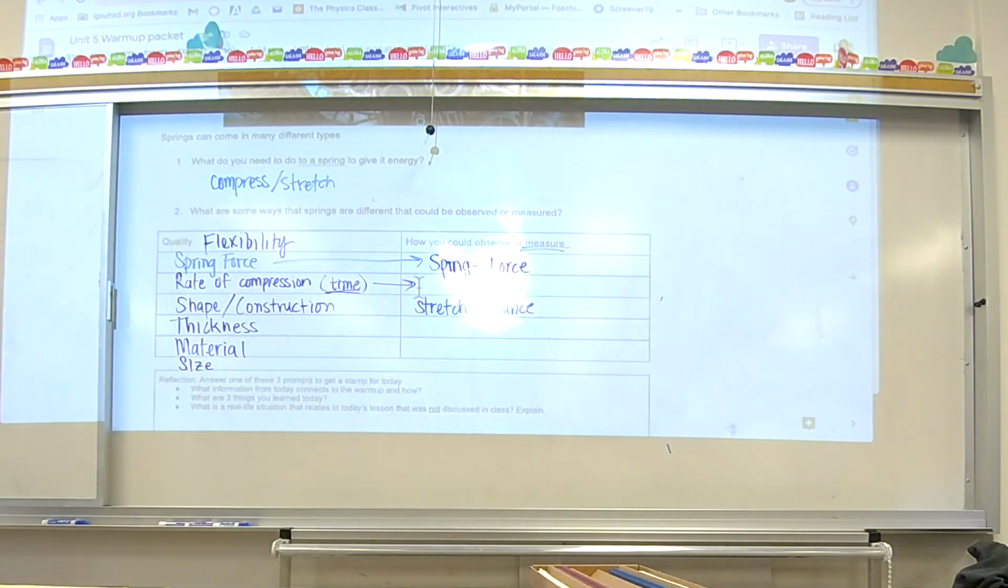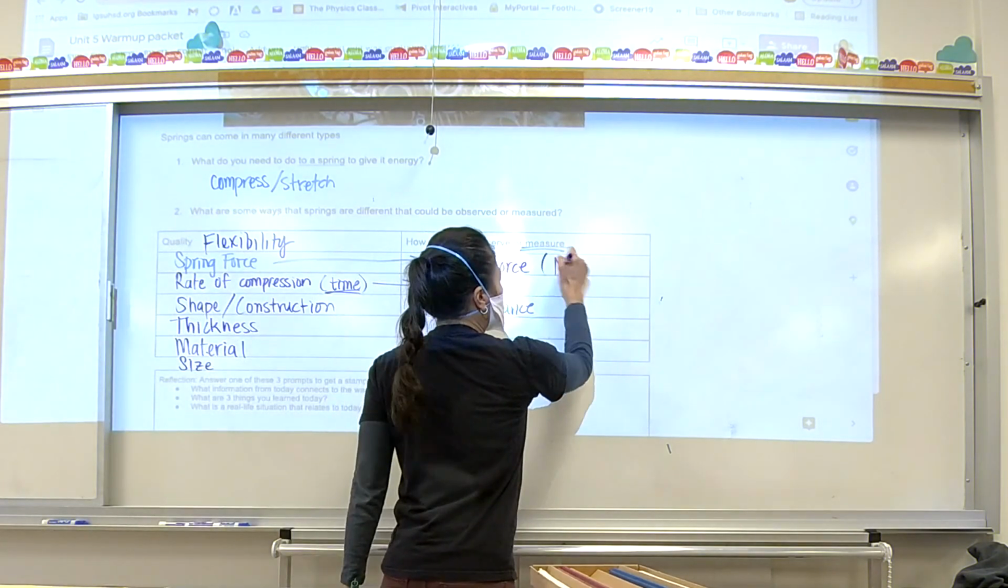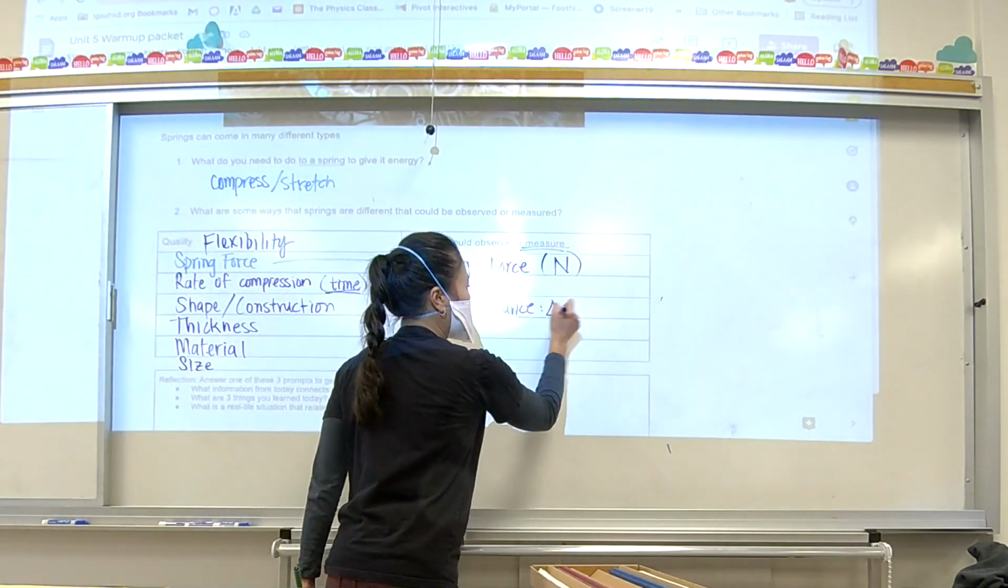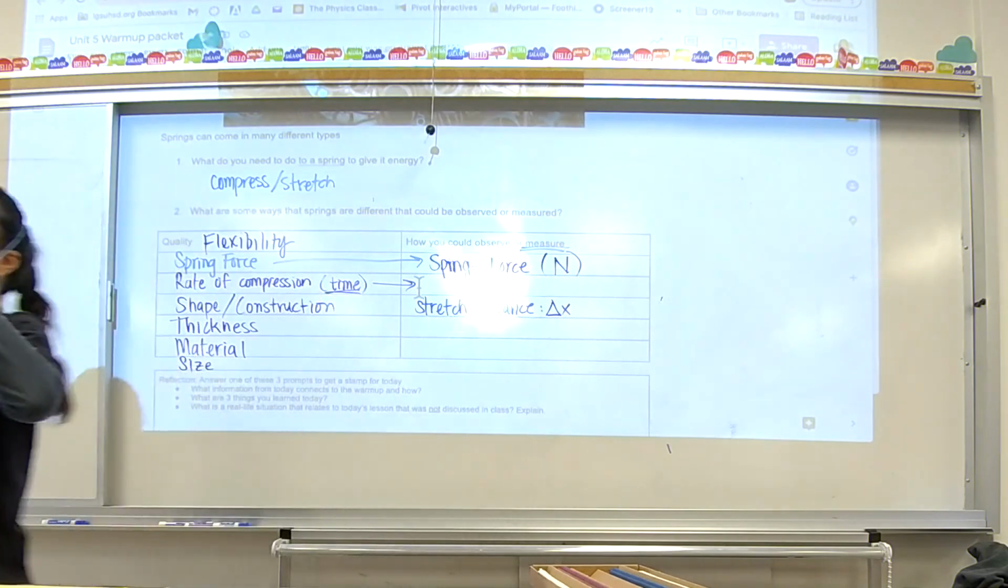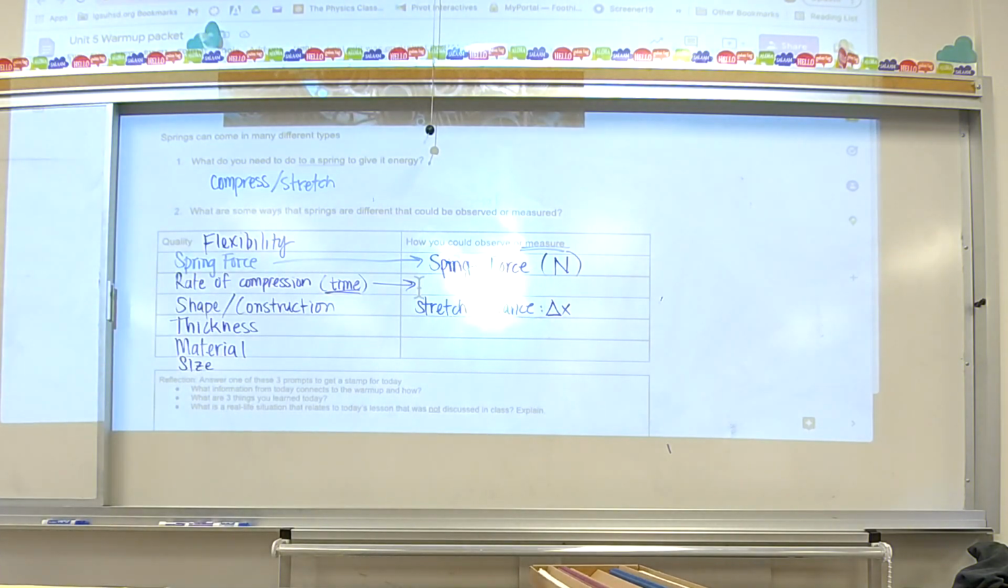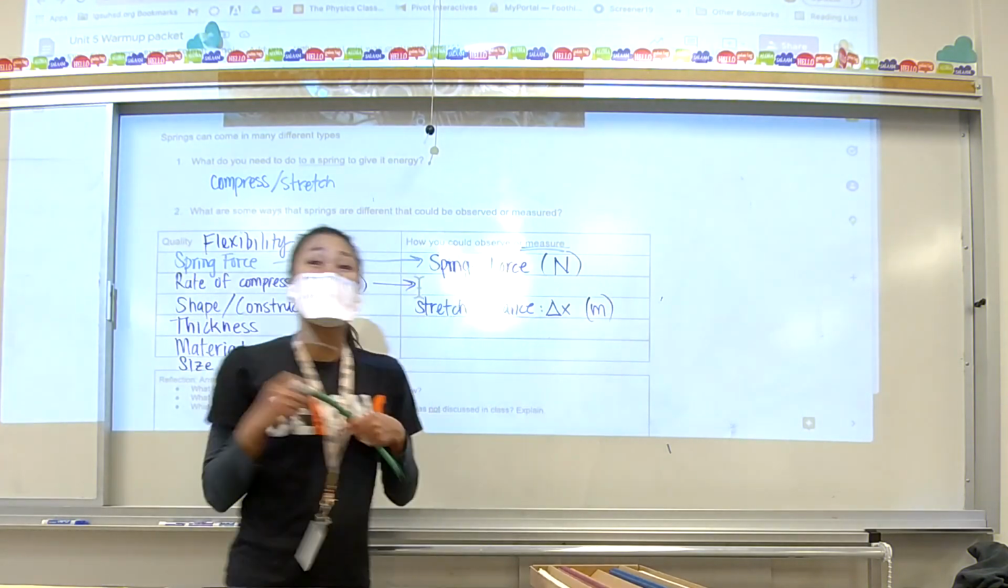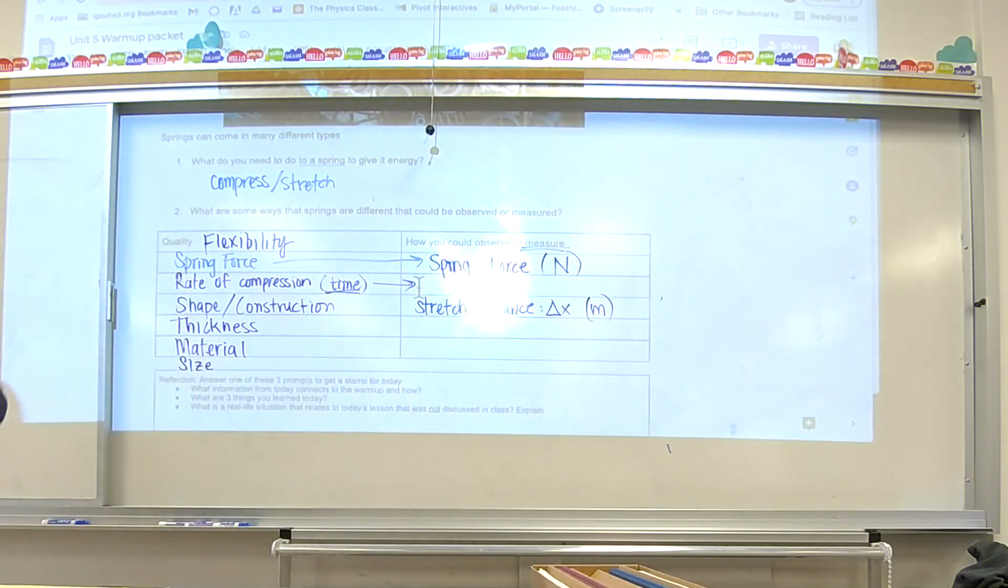Okay, the spring force is going to be in newtons. The stretch distance, we call this delta x because it's a change. Anytime you have delta, it means change in position. And if I'm stretching my spring, I'm going to start at one position and increase it to another. So delta x is our distance, and that is going to be in meters. These are small springs. A meter is this long. So you're going to have to convert your centimeter value when you measure this to meters.